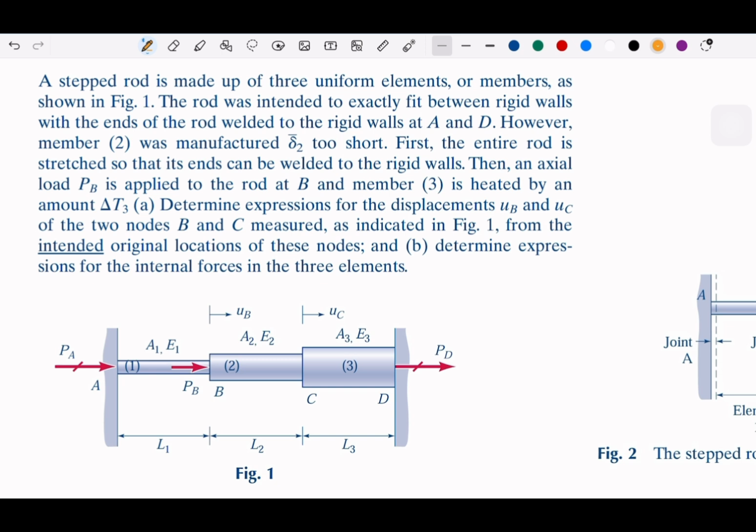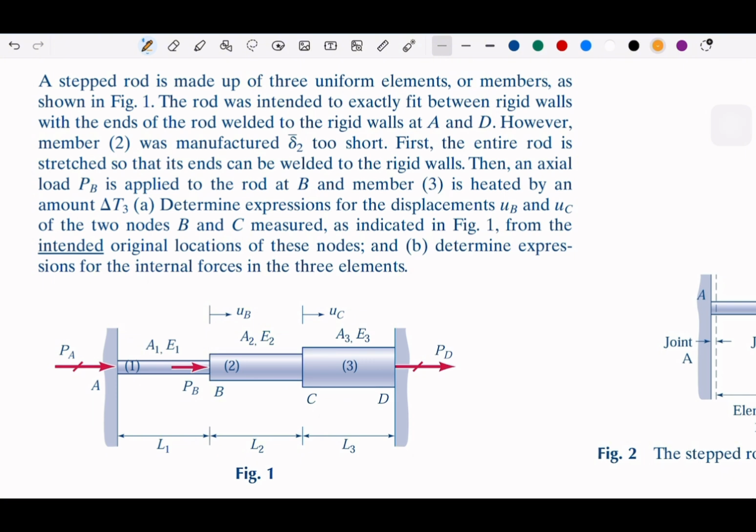So let's start one by one. And in this problem, I think the key is that member 2 has a not-fit situation. So it's not exactly this L. It's too short, by a small distance delta.